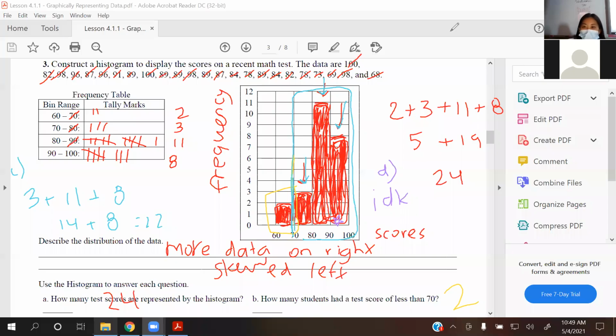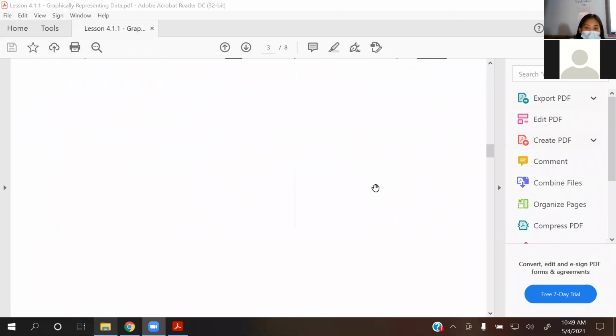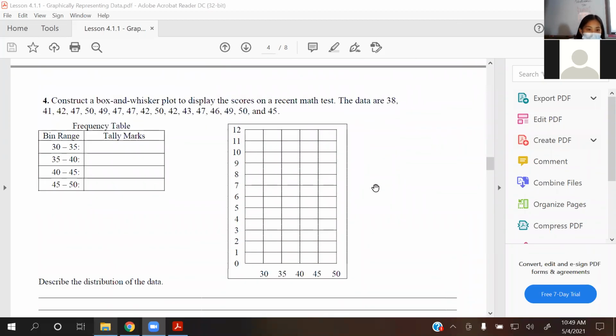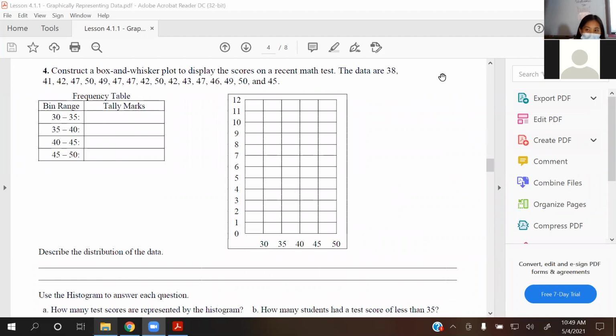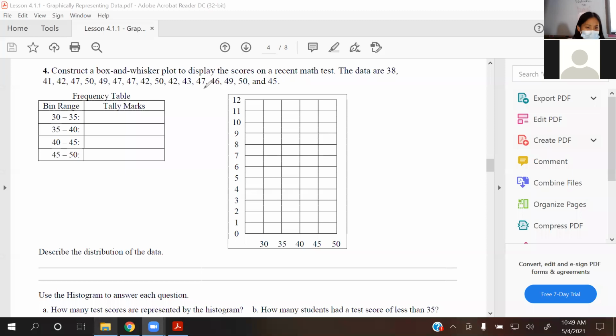All right, clear all drawings. Let's go to the last one. Let's see if I can scroll properly. So we're not going to construct a box and whisker plot. That is a typo. We already did a box and whisker plot. We're going to do a histogram for this one as well. Okay, so histogram. We're going to do this one quickly because we have 6 minutes left in class.